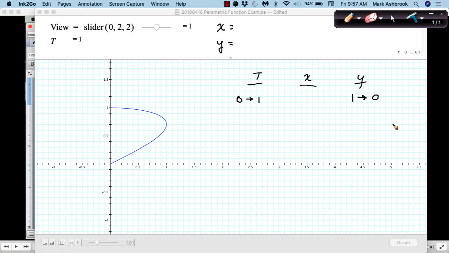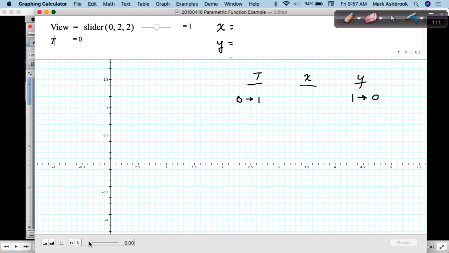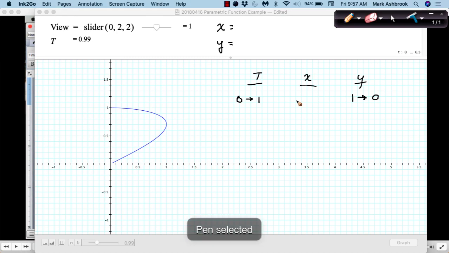Okay? Now, what did x do? X is a little bit tougher, or a little bit more complex than that. What does the x coordinate of those points do as t varies from 0 to 1? X starts at 0 and goes to 1 and back to 0. So it does more than what y did, right? So it started at 0 and went to 1 and then went back to 0. Does it make sense?